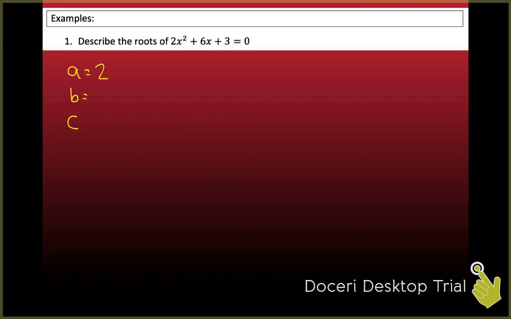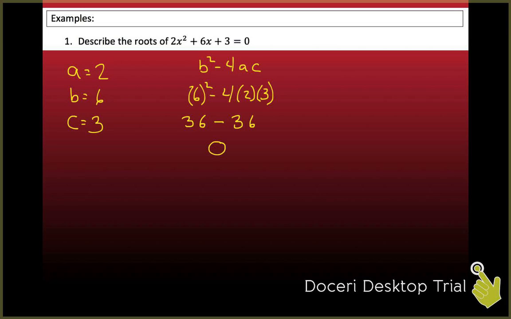A in this case is 2, B in this case is 6, C in this case is 3. But instead of doing the whole quadratic formula, we just want to do b squared minus 4ac. So B is 6, so 6 squared minus 4 times A, which is 2, times C, which is 3. So we're going to have 36 minus 4 times 2 is 12, times 3 is 36. So in this case, the discriminant is 0.